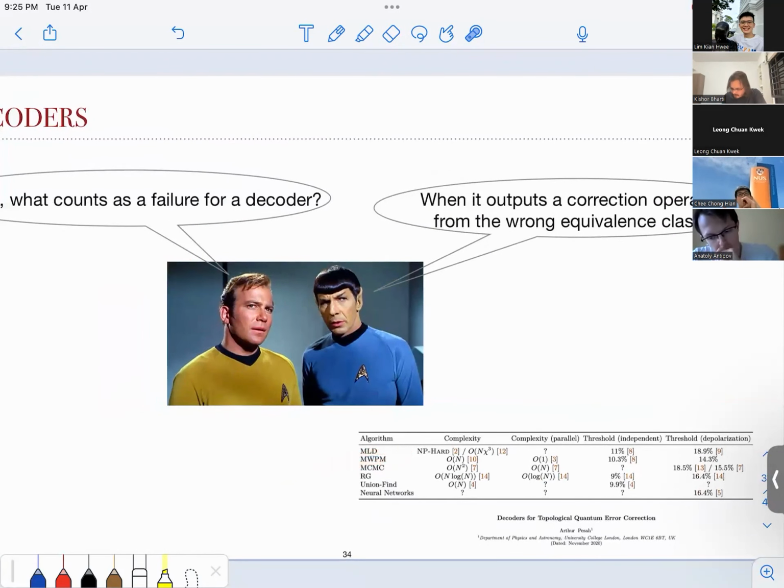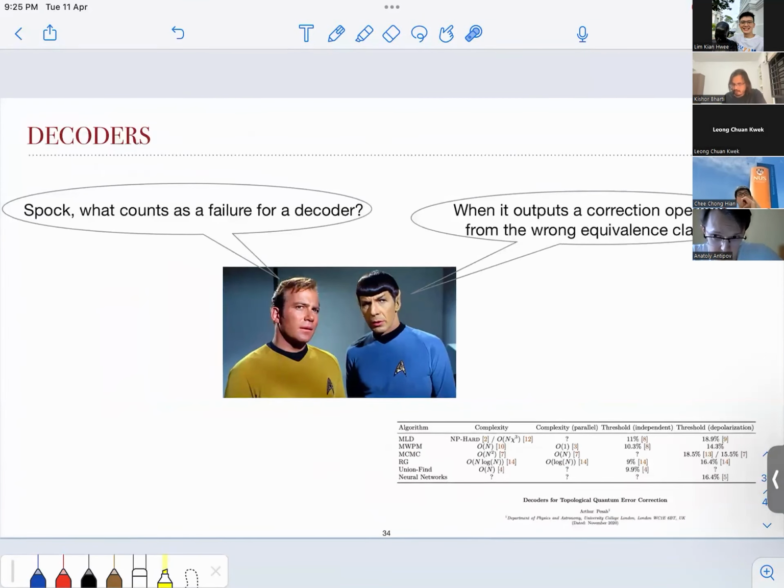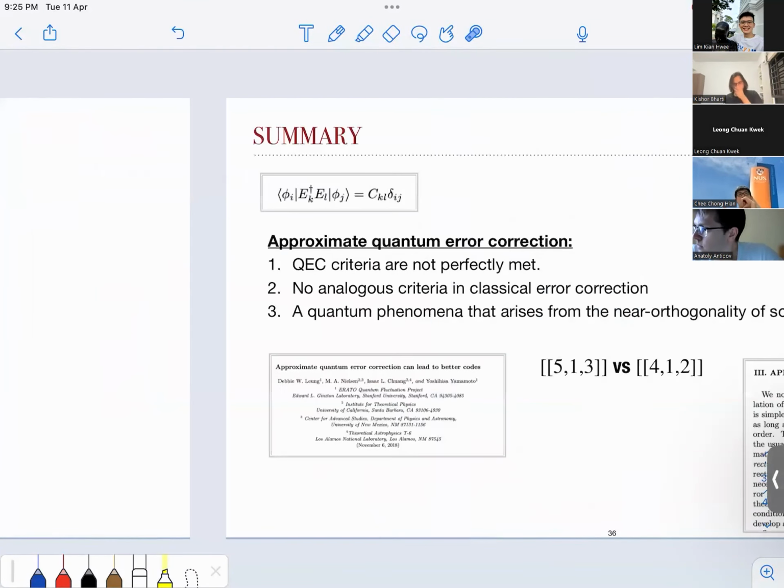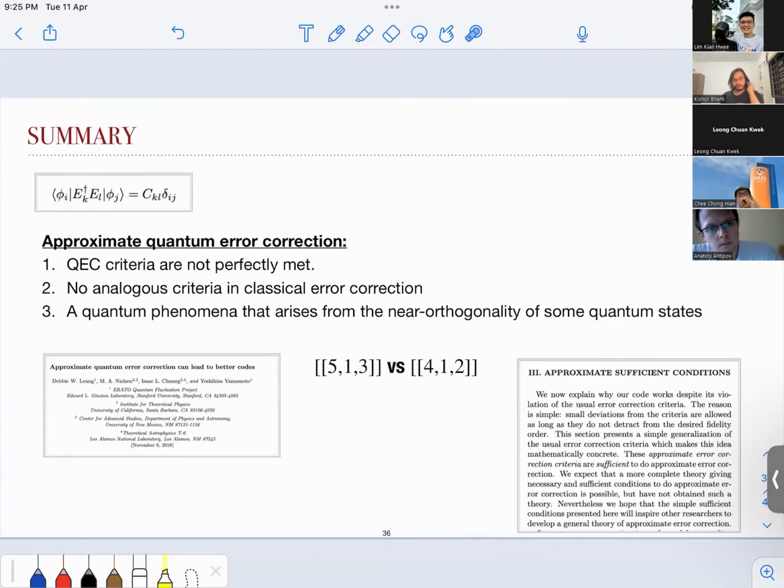And there is this nice small review paper by Arthur Pesa, where he talks about some of these decoders. You can look at that. So as a summary, we talked about the quantum error correction condition. We talked about the approximate quantum error correction condition. And we said that the 5-1-3 code is definitely good. But if you're interested in protecting against amplitude damping, maybe you can get away with 4 qubits also. So a very nice paper, yeah.